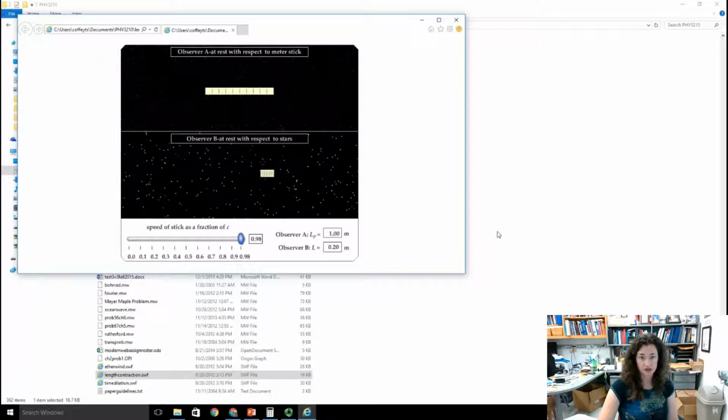Okay, the meter stick is going at 98% the speed of light, and the observer B, which is at rest with respect to the fixed stars, shows a length of only 0.2 meters. So it's really a lot shorter and stubbier of a meter stick than it was at 30% the speed of light, and you can really see the effects of the length contraction now. Now you might think, well, this is just an illusion. It just looks shorter because it's going by so fast. But the reality is it actually is that short for observer B, and we'll talk more about this with an example later in this lecture. So it really is that short. It's important to remember this.